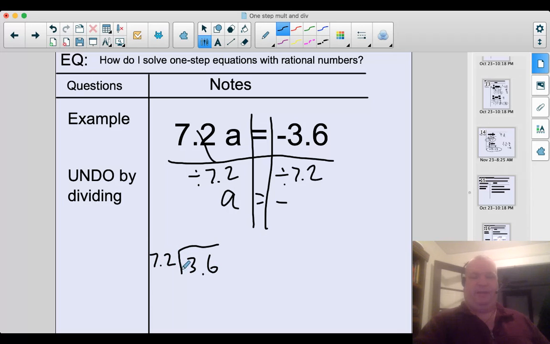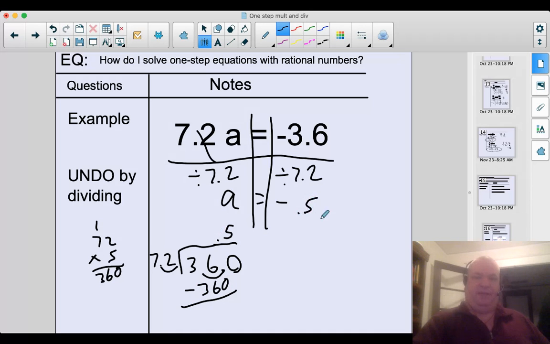Okay, so if I go to divide that, I do have a decimal outside. That means I need to move the decimal point over 1 and move it over 1 here as well. Okay, so the decimal is now after the 6. 72 does not go into 36, so I have to add a 0. It does go into 360. It might take a little bit of trial and error, but it goes in exactly 5 times. Right? 72 times 5 is 360, nothing left over. So 0.5, so negative 0.5 is my answer for A.